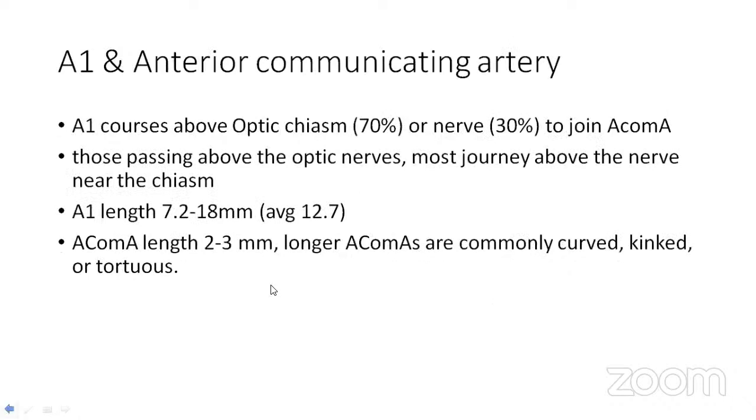So A1 and anterior communicating artery. A1 courses above the optic chiasm in 70% of cases, or the optic nerve in 30%, to join the ACOM, the anterior communicating artery. Those passing above the optic nerve mostly journey above the nerve near the chiasm. Usually the A1 length ranges between 7.8 to 18 mm. Average lies around 12.7 mm. While the anterior communicating artery length lies around 2 to 3 mm, longer ACOMs are commonly curved, kinked, or tortuous.